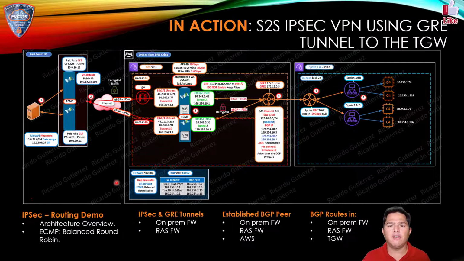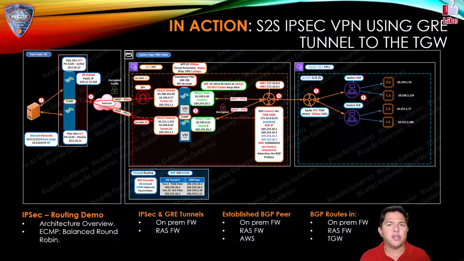So this is what we covered in this video. We went over the architecture overview, ECMP. We went over the IPSec tunnels. I showed you when they were online, and the GRE tunnel setup. We also saw the BGP peers online from on-prem, on the firewall, and in AWS. We also looked at the BGP routes in the local RIB and how the firewalls were learning those routes.